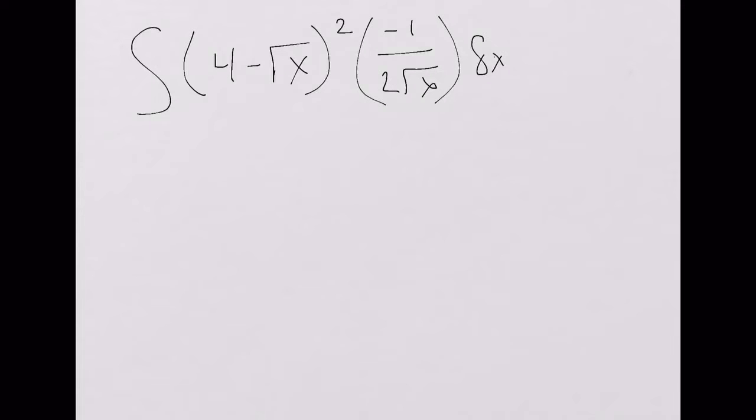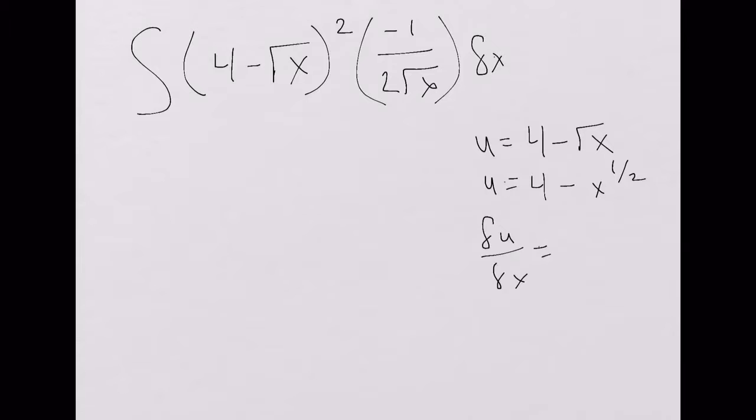Alright, so from Chapter 5, Section 2, we're using this substitution step, and I alluded that I'm going to let u equal 4 minus root x, which is equivalent to 4 minus x to the 1/2. I also want to find out what the derivative of u is with respect to x. So when I do that, the derivative of the 4 is 0. The derivative of negative x to the 1/2 would be negative 1/2 x to the negative 1/2. That's what that is, right?